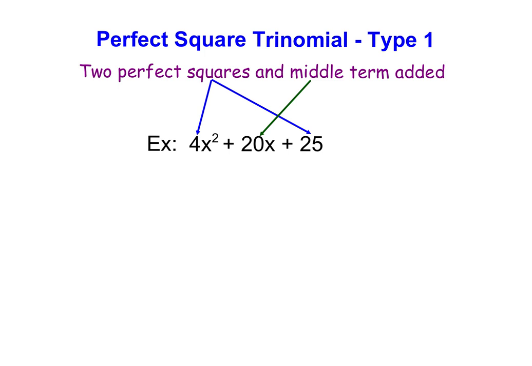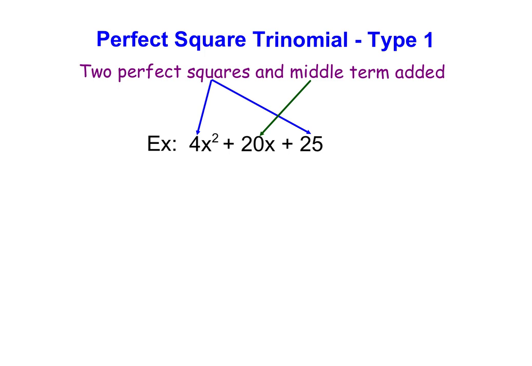So here you can see that we have an a and a c value that are perfect squares. And then we have a middle term that is being added. So if we see a and c are perfect squares and the middle is being added, there is a chance that this is a perfect square trinomial. And we'll show you what happens with this perfect square trinomial.